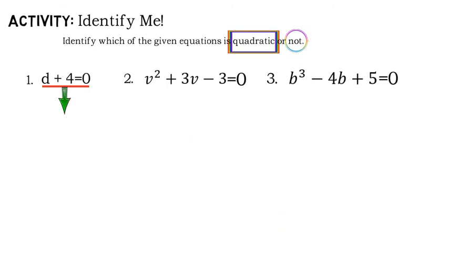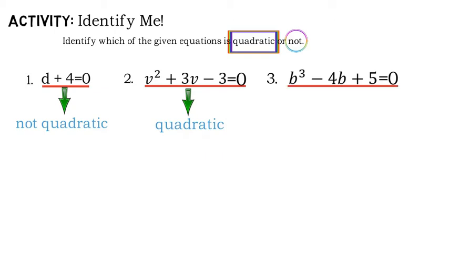Number 1: not quadratic. Why? Number 2: quadratic. Why? Number 3: not quadratic. Why? Why is it that only number 2 is quadratic? That will be answered in my next presentation.